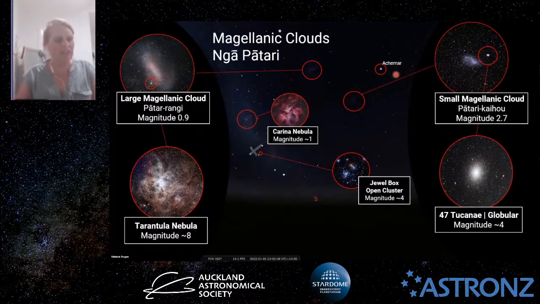I would personally go for the jewel box for the first thing. Another thing that I haven't actually got on this list, secondly, I would then go for 47 Tucanae. So that's at its best early in the evening, and so that's just off to the side here. That is a really beautiful cluster that doesn't need too much. You should be able to get a bit of definition through binoculars.